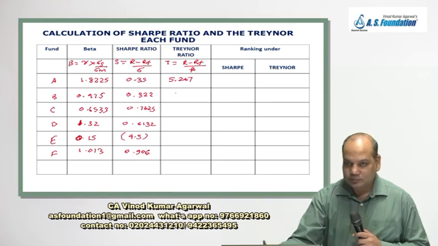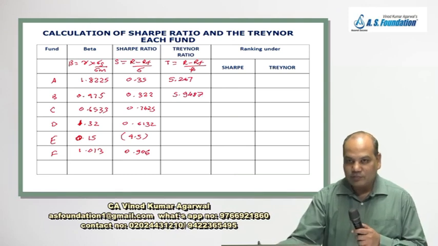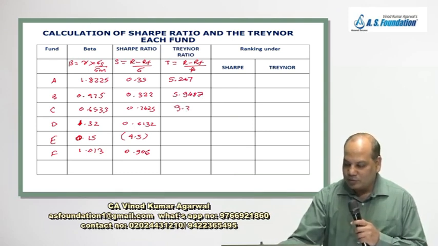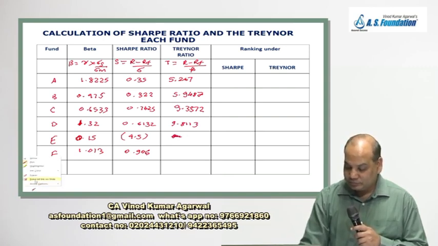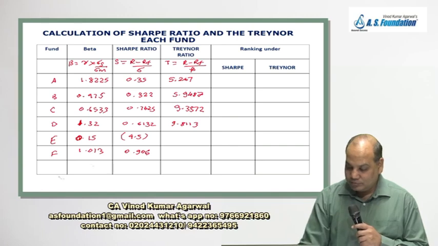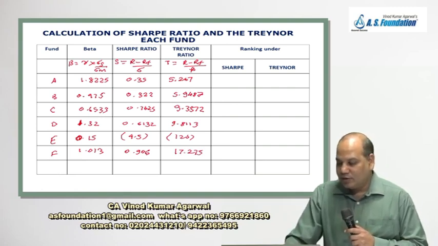Now the Treynor ratio. 5.267. 5.94. Okay, 9.3372. 8113. Then 120 negative. No problem. 120 negative. 17.275. Okay, enough.